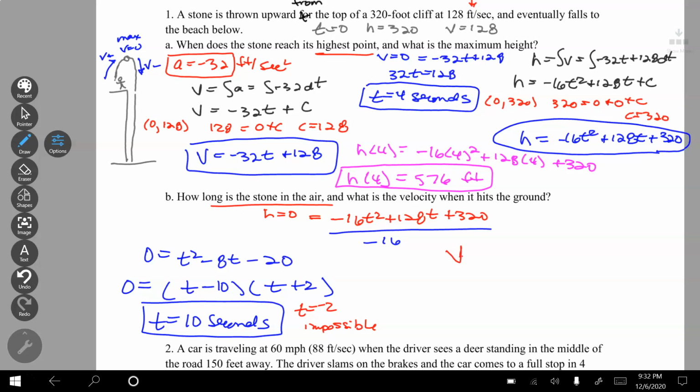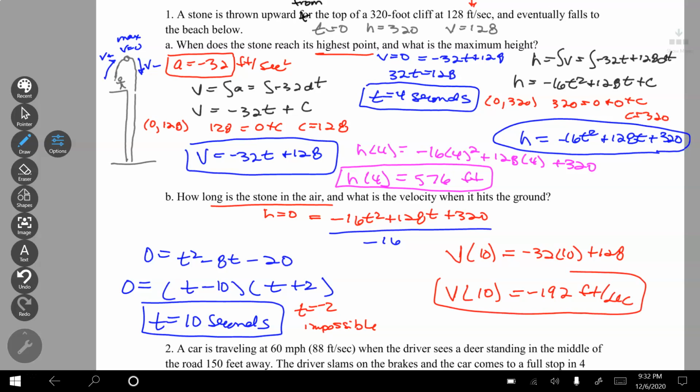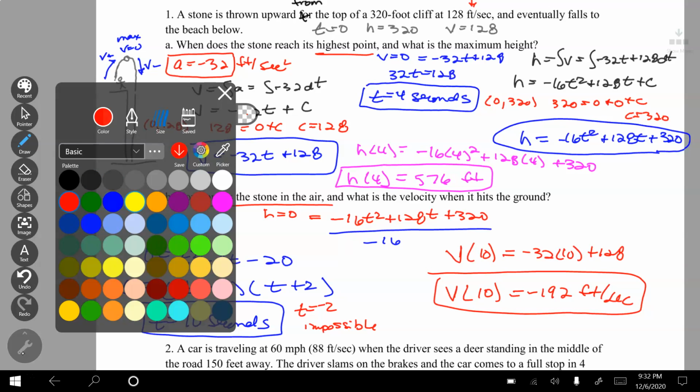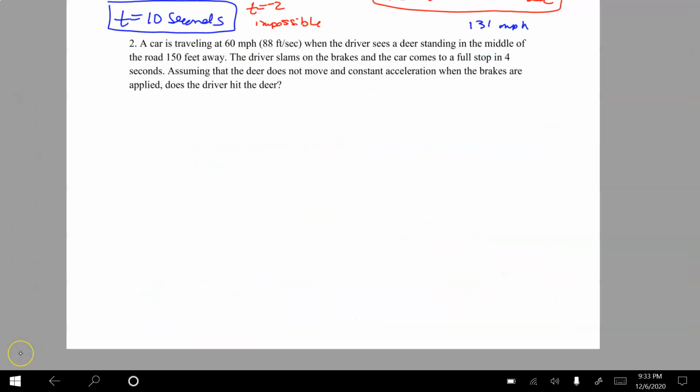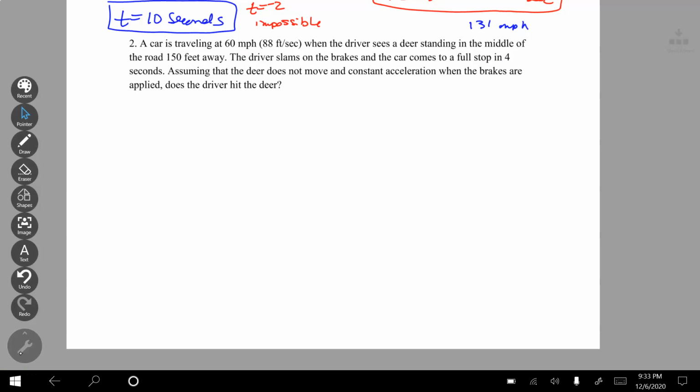So my velocity at 10 seconds will just be negative 32 times 10 plus 128. My velocity at 10 seconds will be negative 192 feet per second. And this is not something any person could do in the physical world. It's a little extreme because it's 131 miles per hour. A little bit fast.